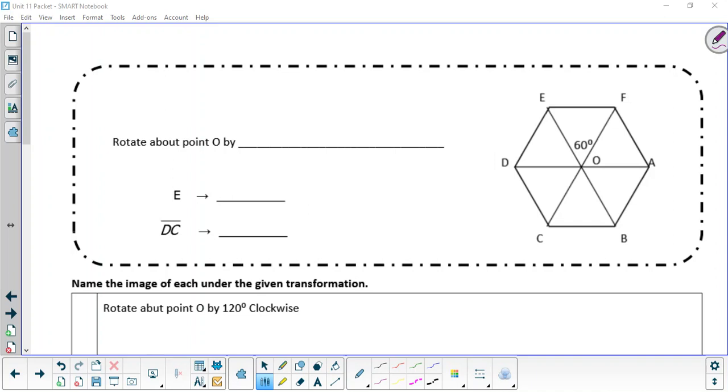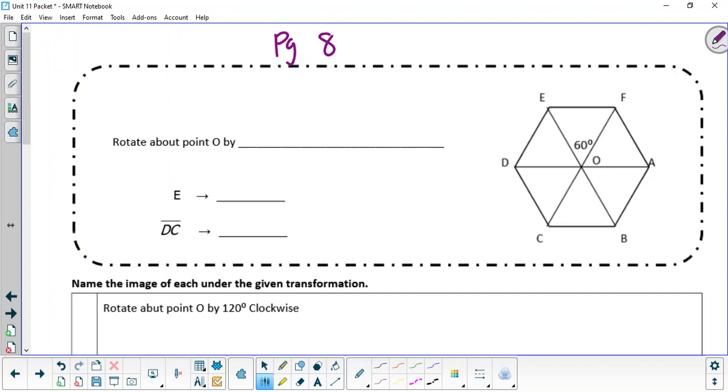Okay, day 2 of Unit 11 starts on page 8. Page 8 of your packet. So you can always pause the video if it goes too fast. But on page 8, we dive a little bit deeper into rotational symmetry.